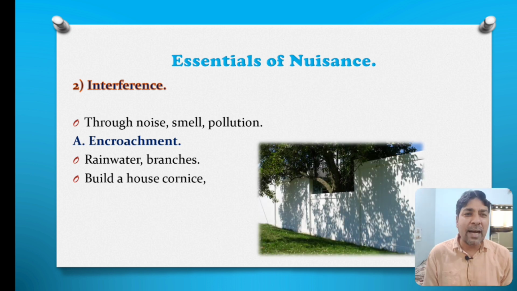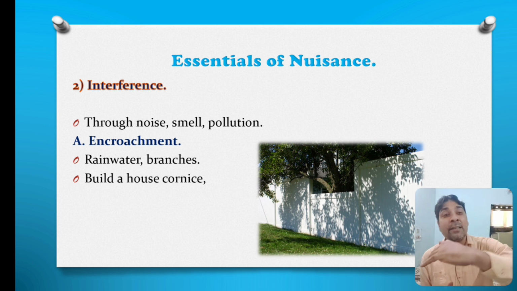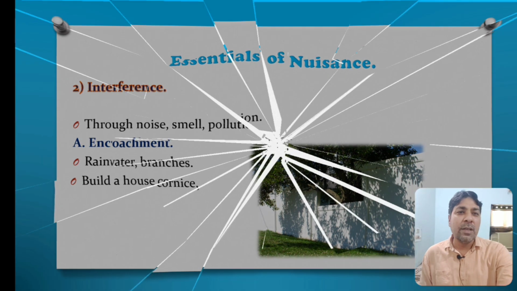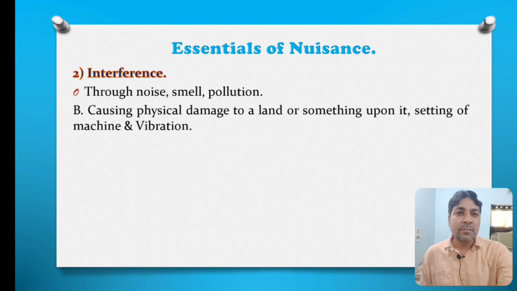This is a perfect example. In this image we can see that the neighbor plants a tree on his premises, but the branches project into the land of another person. So it is an indirect interference, and it is a perfect example of nuisance. Then causing physical damage to land or something upon it, such as the setting of machines and vibration.